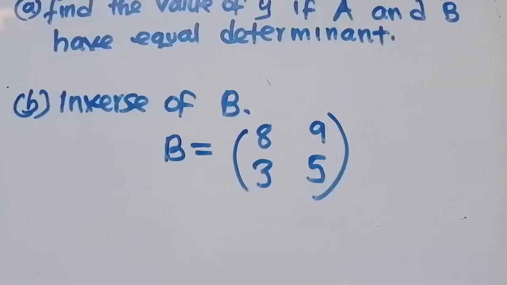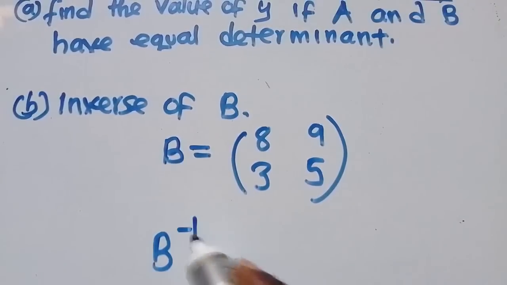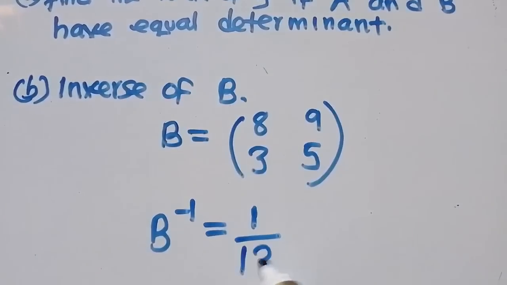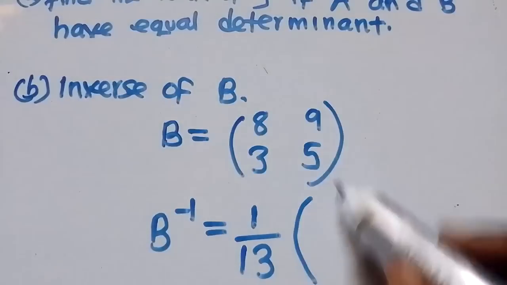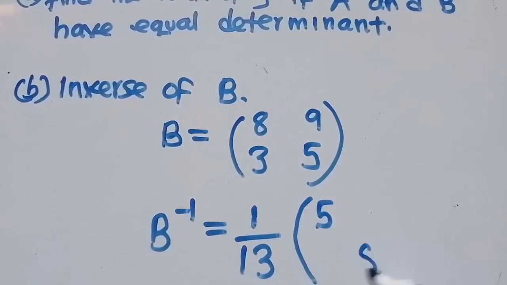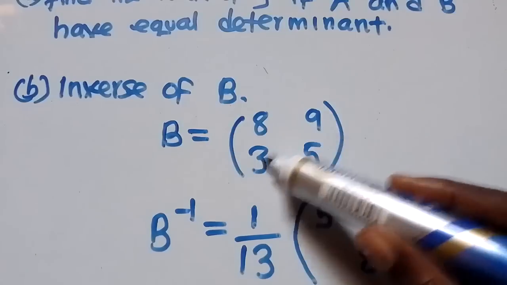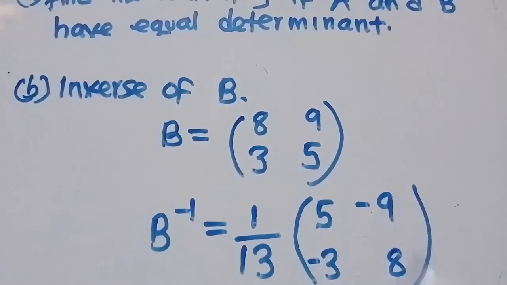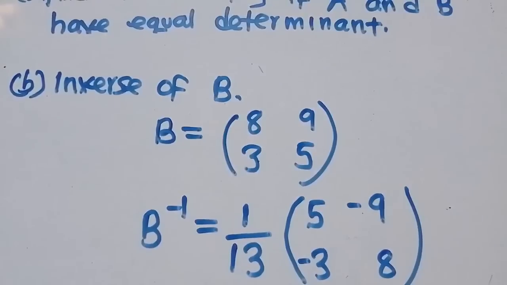Then you say B inverse now. B inverse is equal to 1 over, what's the determinant? The determinant is 13. What happens to the major diagonal? Position 5 here, 8 there. What happens to the minor diagonal? Signs. This one becomes negative 3. This one becomes negative 9, like this. You are done. This is how you need to answer such questions. This is how you find the inverse.